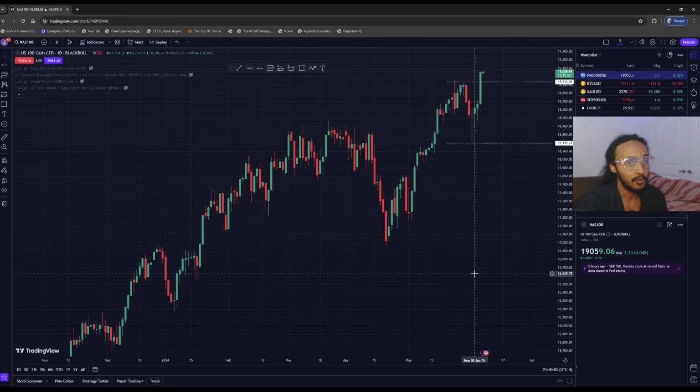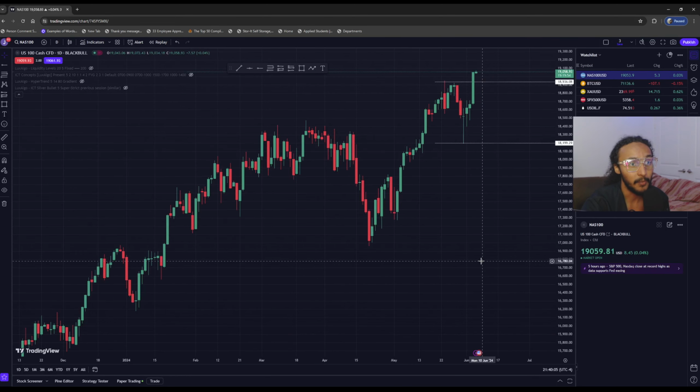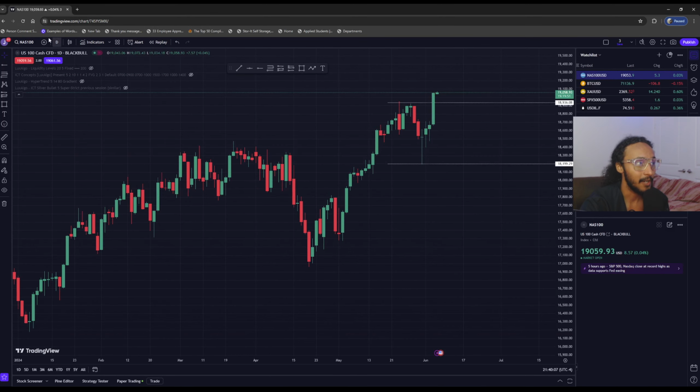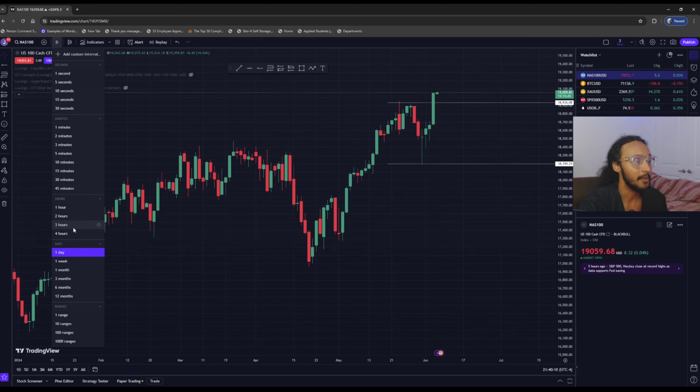Then from a daily range, I'm still able to see the trend. I want to follow the direction of the market. So if the market's going up, I'm going with that trend. I do not want to trade against the market. I want to trade with the market.